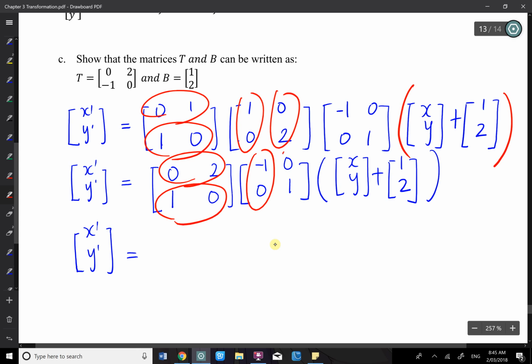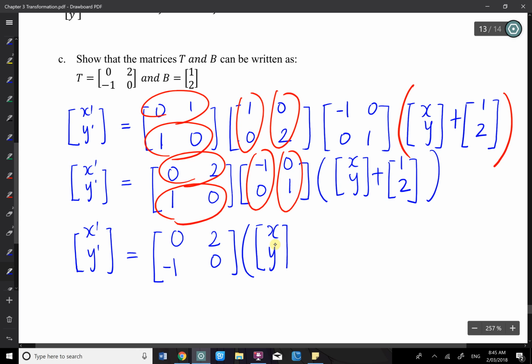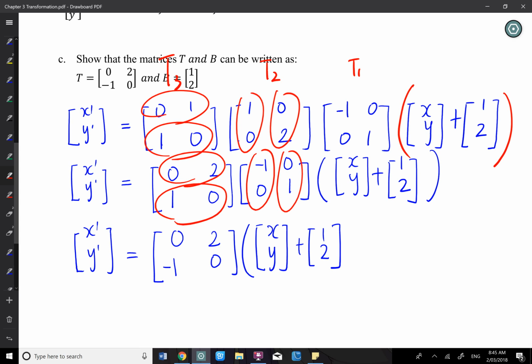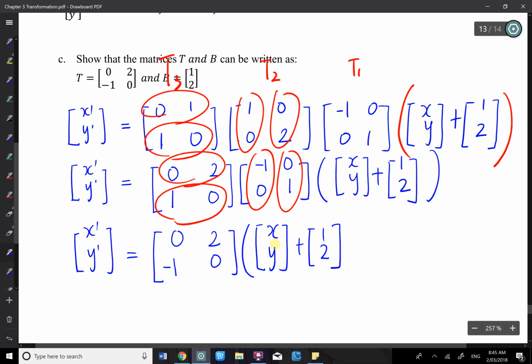Row and column. 0 here, 2 here, -1 here, and 0 here. Bracket xy plus 1, 2. Okay, again, T1, T2, T3, like right in the front. The first one must be closest to the xy coordinates.